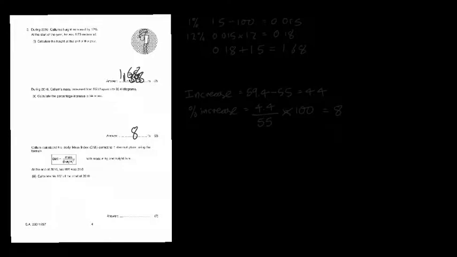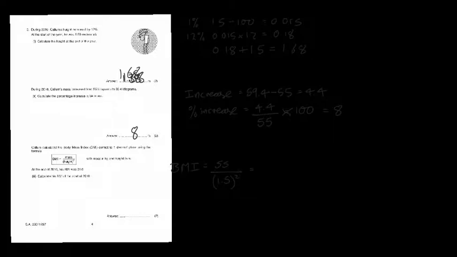Callum calculated his body mass index, correct to one decimal place. At the end of 2010, his body mass index was 21.1. Calculate his BMI at the start of 2010. At the start of 2010, well, we're just going to use this formula. His BMI equals his mass at the start, which was 55, divided by his height at the start, which was 1.5 squared. And I'm going to type that into my calculator exactly like that.